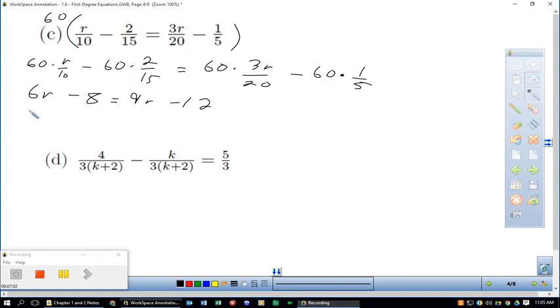So we need to get our variables on one side. So I'm going to subtract 6r, which will give us 3r. Okay, subtract 6r. Now add 12 to both sides. That's going to be positive 4. So dividing by 3, r equals 4/3.